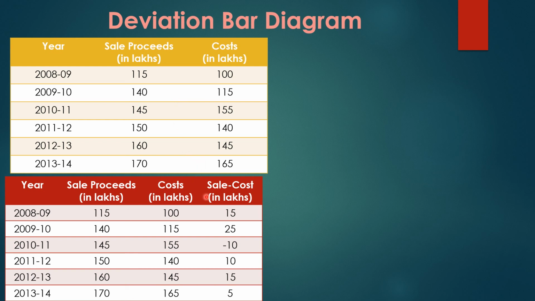Now this red one we have to make ourselves before making the deviation bar diagram, which will be helpful for us in making it. So what we have to add extra to this is sale minus cost, which we need to calculate for each year. In 2008-9 the sale proceeds were 115 and the cost was 100. So the total that we earn will be either profit or loss. It will be a profit of 15.